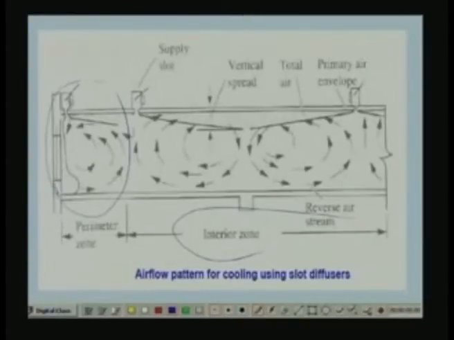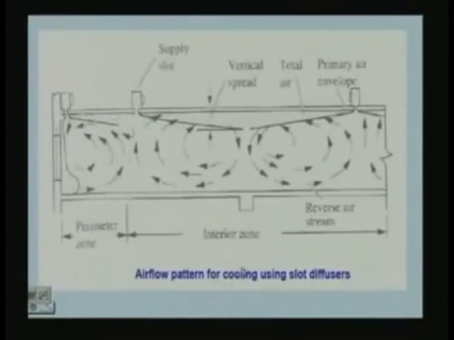Okay. So the supply slot near the perimeter, air flows in the horizontal direction, air also flows in the vertical direction. Again, you can see that the reverse air stream is taking place like this, whereas the air that is supplied at the interior zone flows in the horizontal direction. Again, the reverse air stream takes place, and you again find that there is hardly any stagnant zone. So again, these are very good for cooling applications.